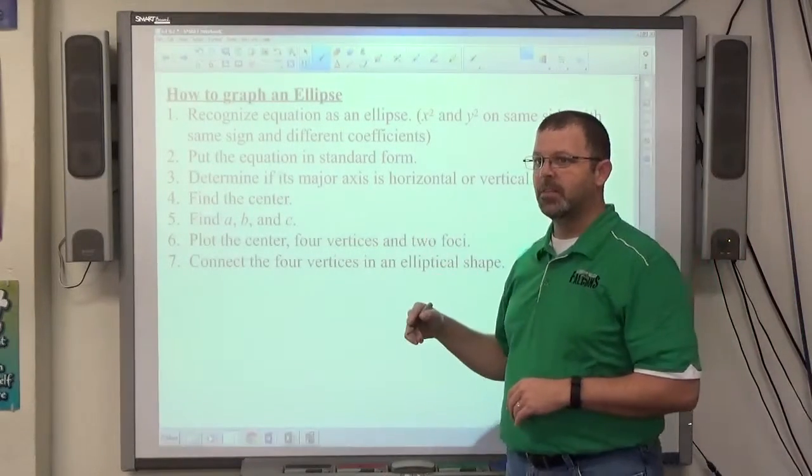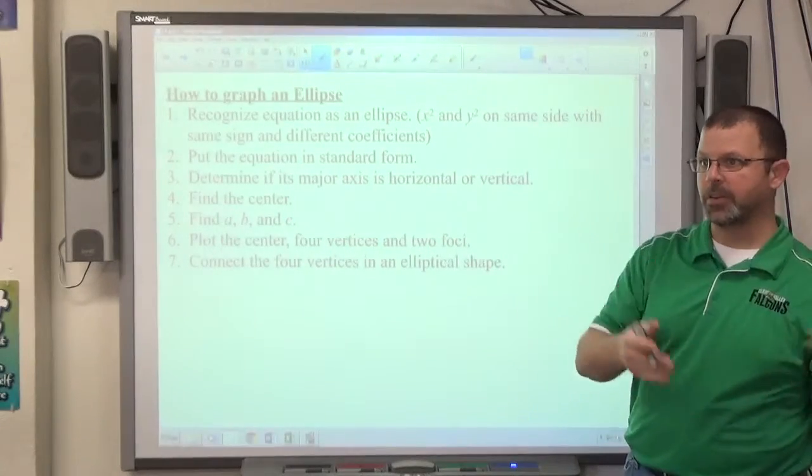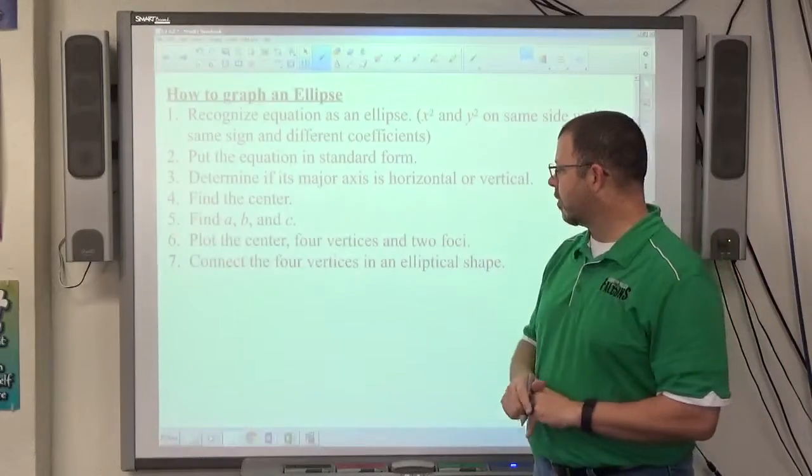Find A, B, and C. A and B are the square roots of the numbers under x and y. C is the square root of the difference of those two numbers. Plot the center, four vertices, and two foci.